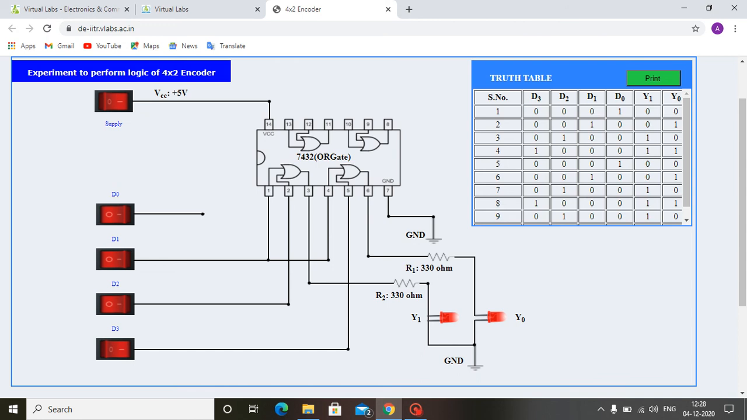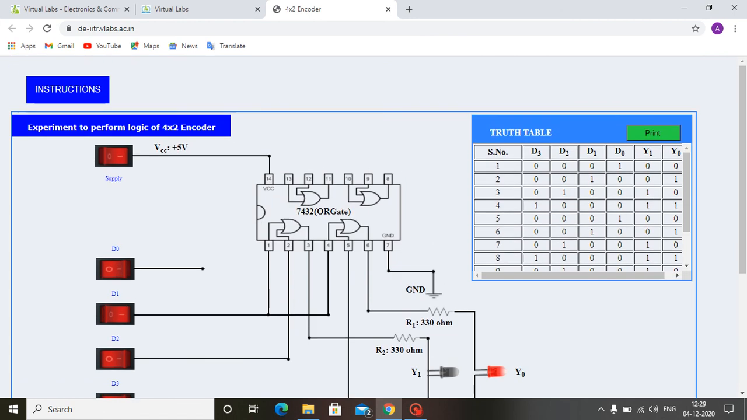Suppose D0 is 1, suppose D1 is 1, then Y0 is glowing, and so on. You can check all the inputs like this. Hope this will help you to perform the lab experiment.